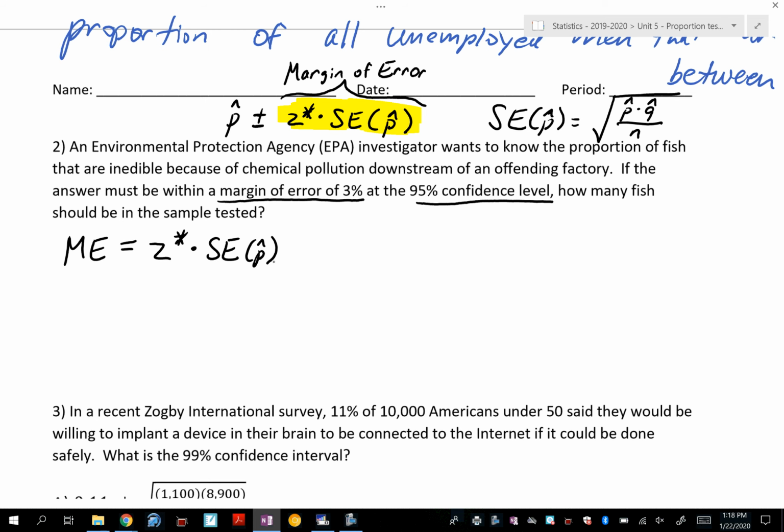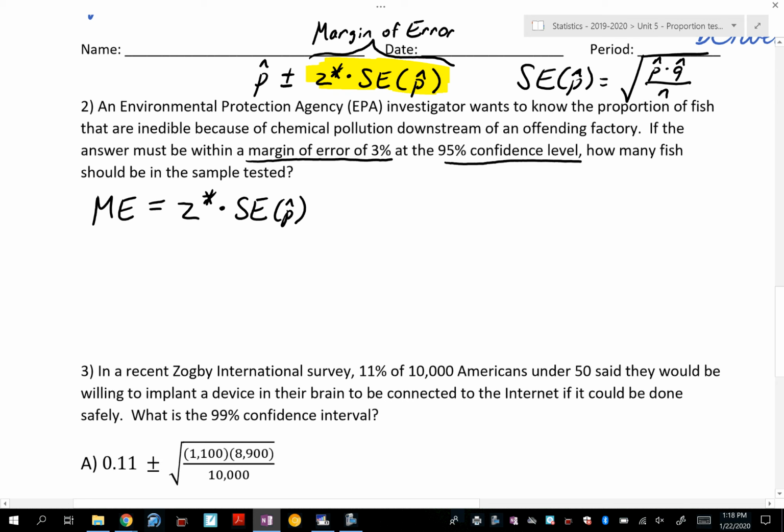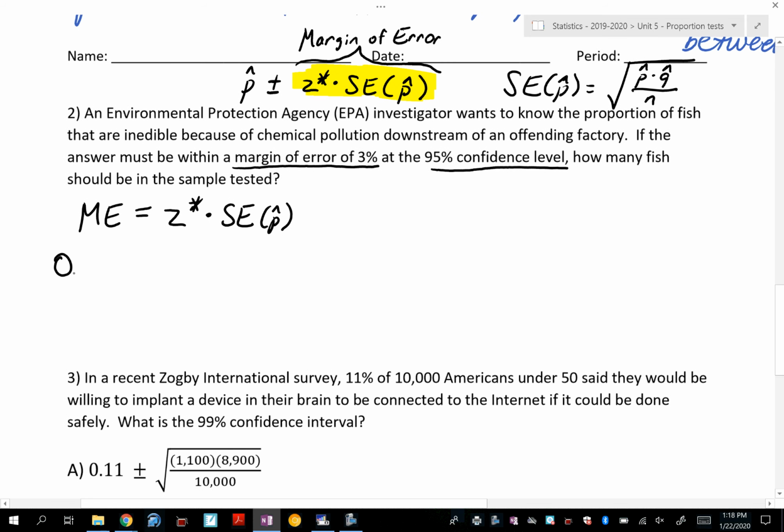You've got to prepare. Okay, so we know the margin of error. What margin of error is the EPA looking for here? Very good, 3%. And you always want to write it as a decimal, 0.03. We also know, thanks to Charlize, that if we have a 95% confidence level, our z star is going to be 1.96. Okay? And we're going to multiply by the standard error of p hat, which is the square root of p hat q hat over n.